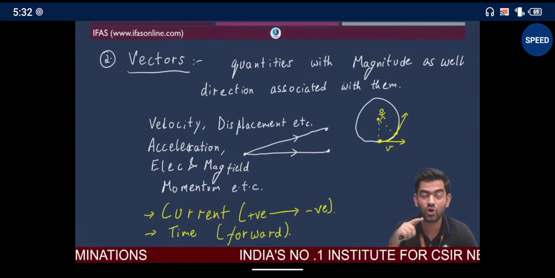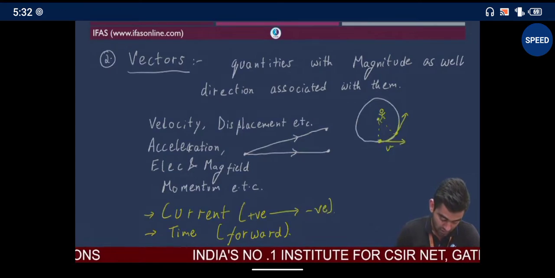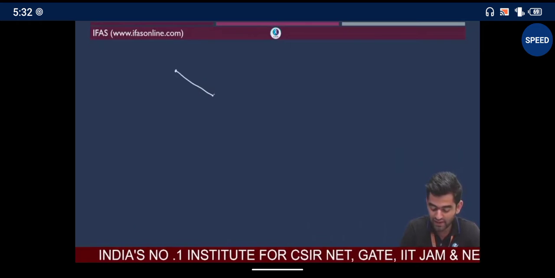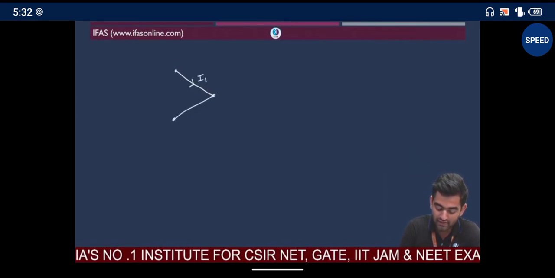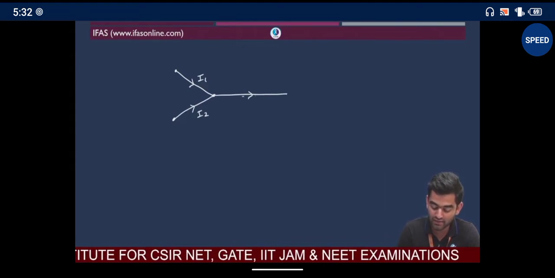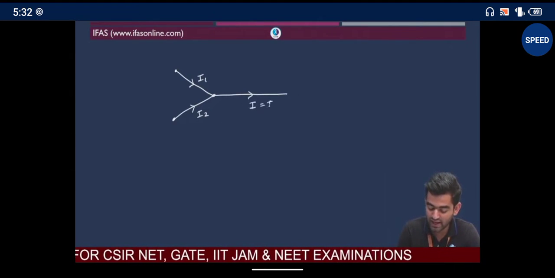But still these things are not vector quantities. Time always moves in the forward direction and the current also moves in the forward direction. Let's say I have a wire here. Suppose I1 current is going through one branch and I2 current is going through another, and this is the wire. By connecting these wires, this is the result. The current through this wire is basically I1 plus I2.